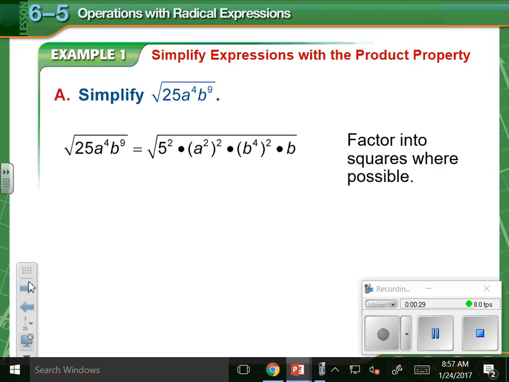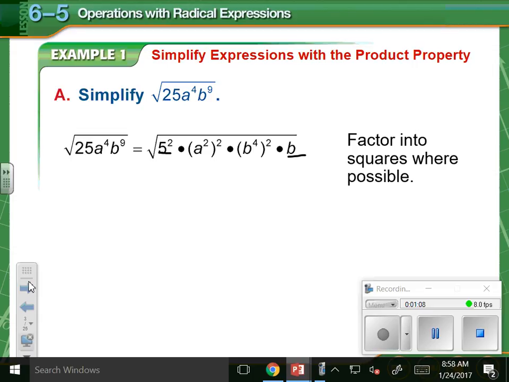We're going to write it as something squared as much as possible. A to the 4th is going to be written as a squared squared. B to the 9th, well, we're going to have to break that up into 2 pieces: b to the 8th times b. Now the b to the 8th can be broken up as b to the 4th squared, and then we've got the b. So this b on the end is the only thing that's not a factor that's a square.